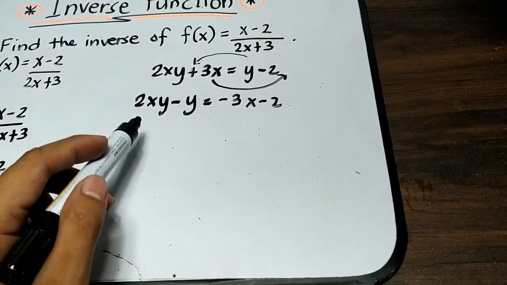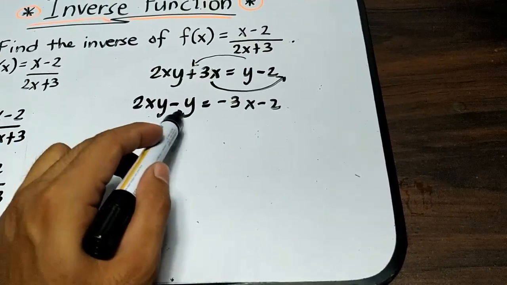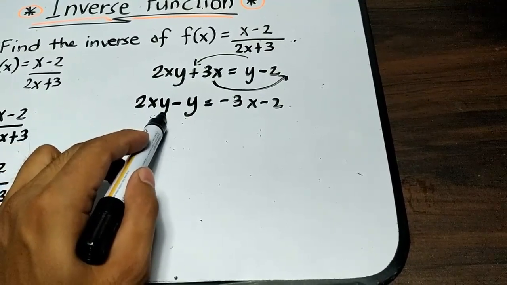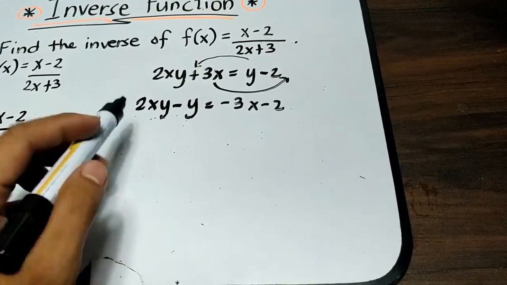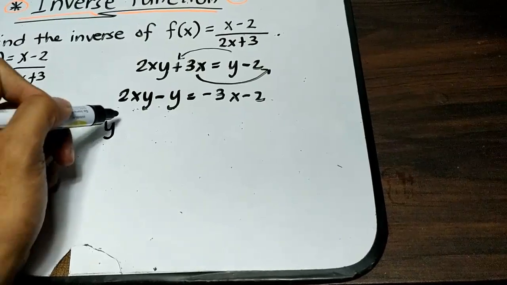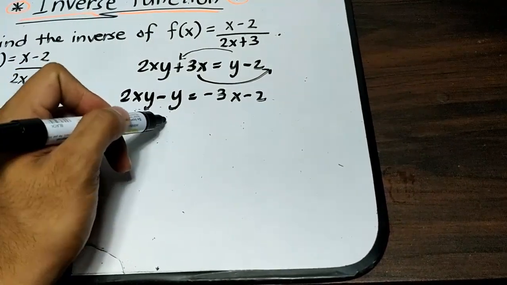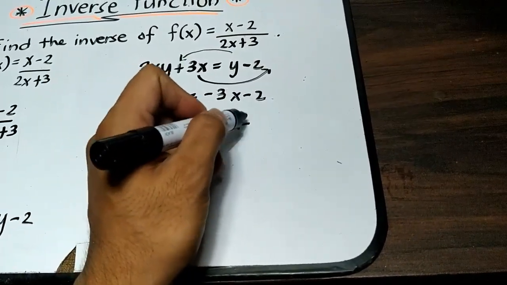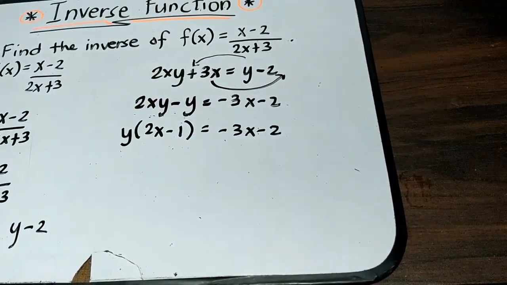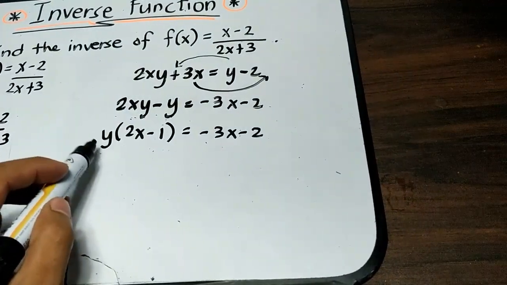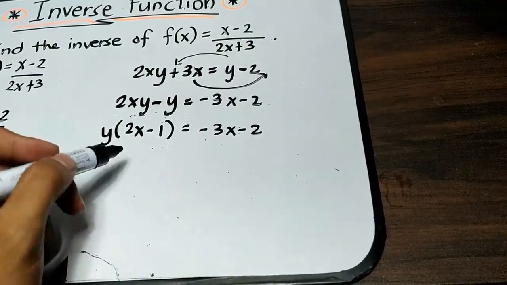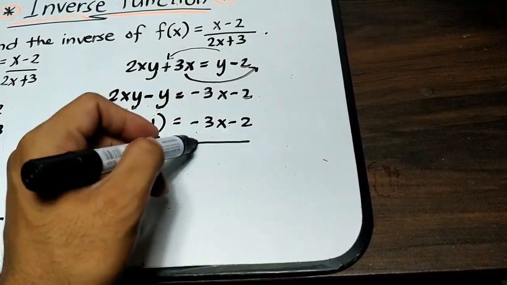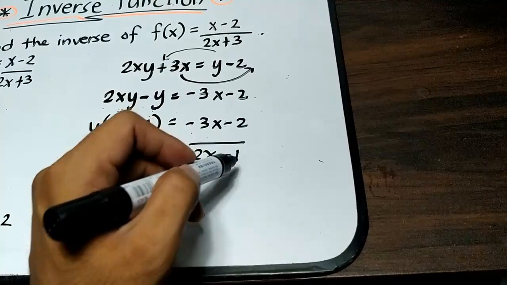So, ang target natin is makuha si y. Since yung y natin dito ay common, we have 2xy minus y, we can factor out y. So, ang factor nito ay y times 2x minus 1. And then, sa kabila naman is negative 3x minus 2. Sumunod niyan, since ang target lang talaga natin is y at naka-factor out na to, kailangan lang natin i-divide yung buong equation by 2x minus 1. Ito rin po ay 2x minus 1.